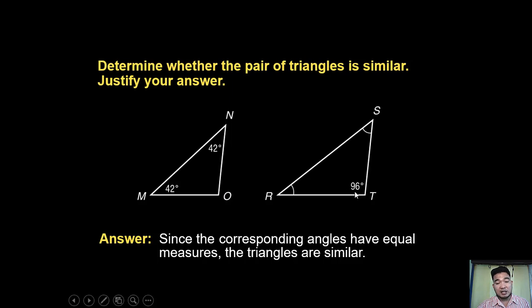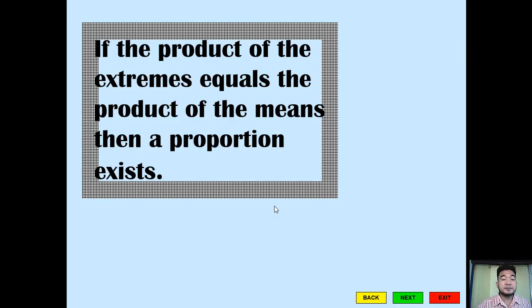So angle O and angle T are congruent. So these two triangles are similar through the AA similarity theorem. If the product of the extremes equals the product of the means, then a proportion exists. That's true. We learned that in our elementary days.